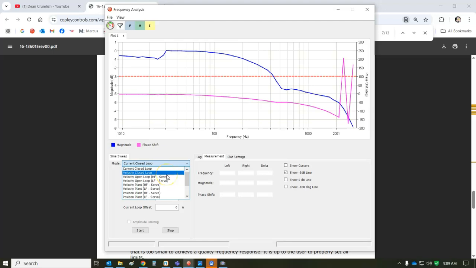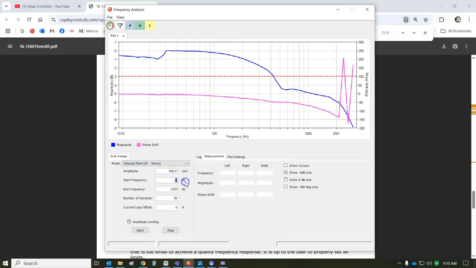There's a velocity closed loop, velocity open loop. I'm going to look at 2 more plots here if I have time. So I'll do the velocity plant low frequency, velocity plant high frequency. We'll save it as a comma separated value, and we'll use that for further analysis.